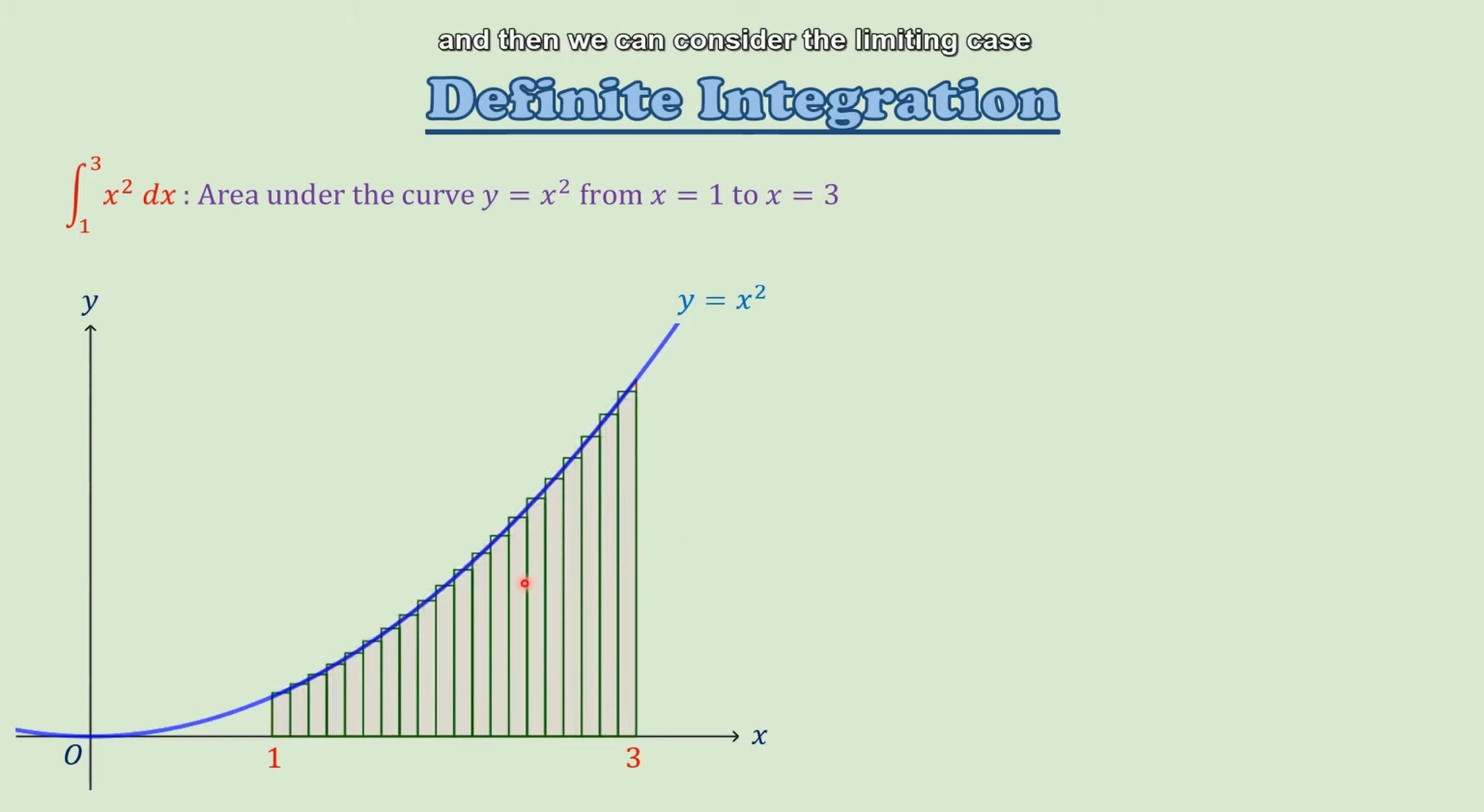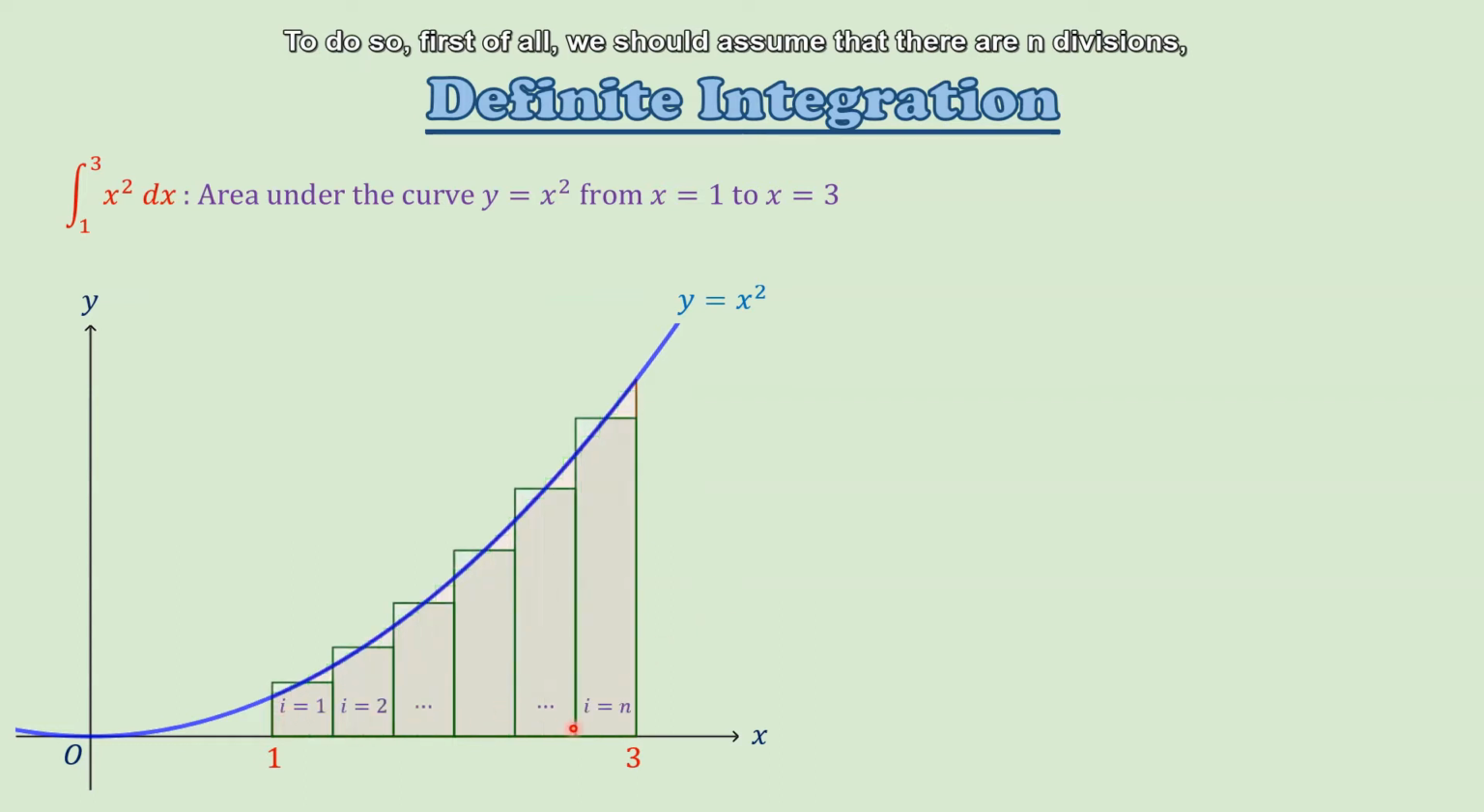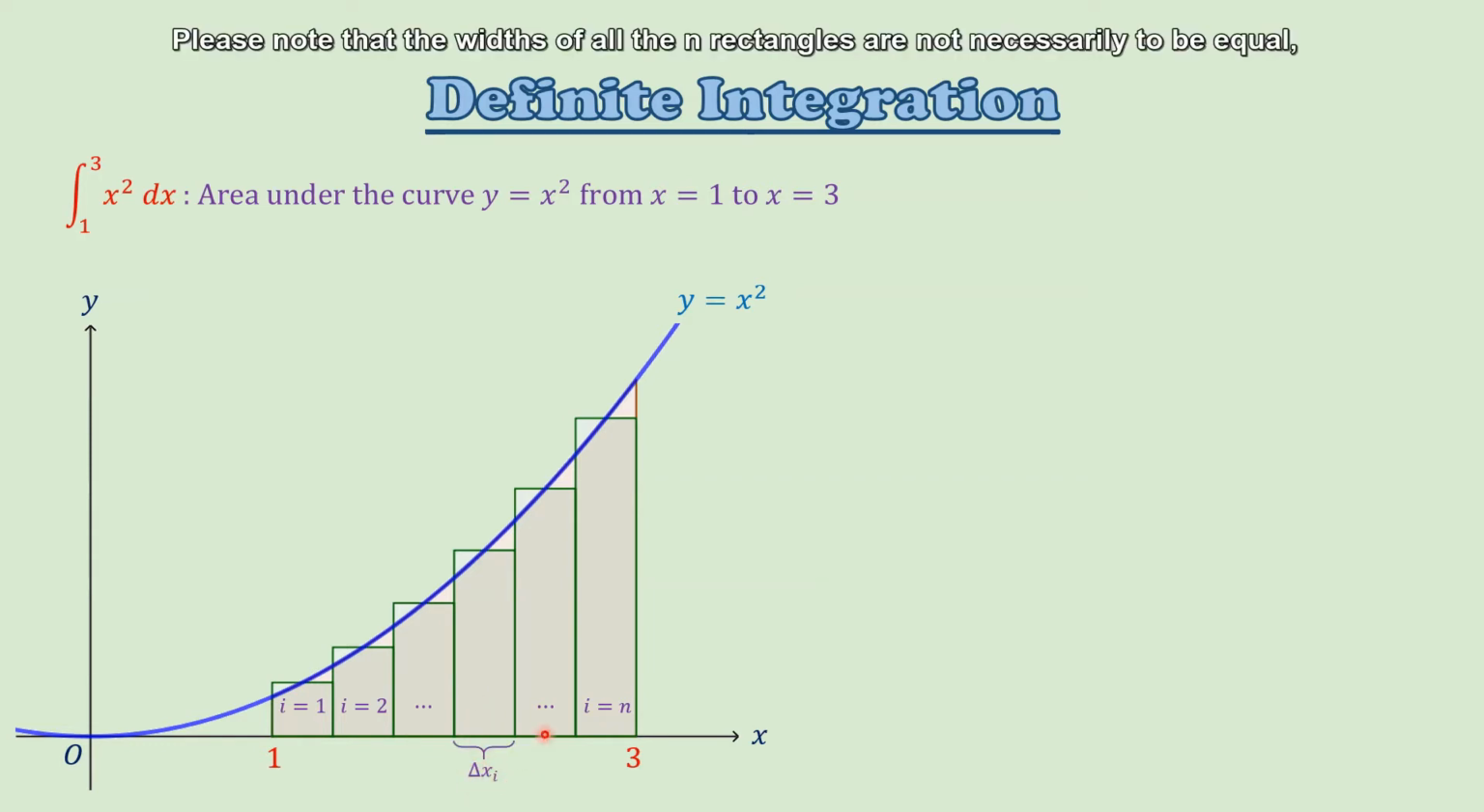And then we can consider the limiting case in which the number of divisions tends to infinity. Then the limit obtained should be exactly equal to the area under the curve. To do so, first of all, we should assume that there are n divisions, and the width of the ith rectangle is delta xi. Please note that the widths of all the n rectangles are not necessarily equal. But for simplicity, in this example, we can assume that delta xi is the same for all i.